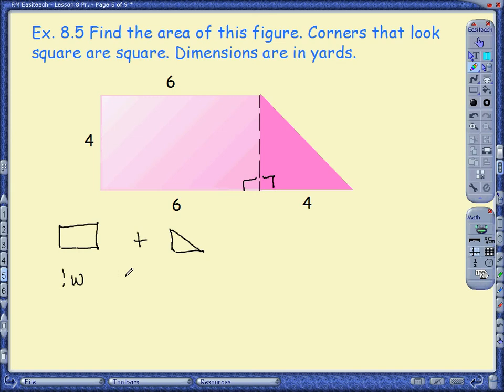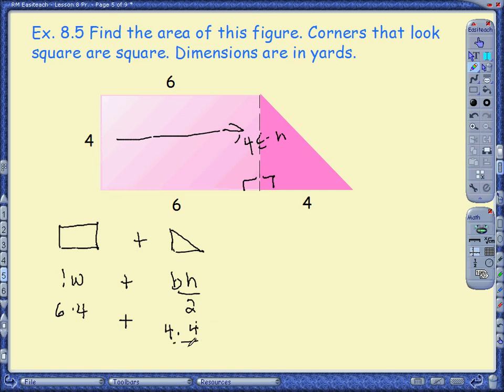We know this is length times width, and we know this formula is base times height divided by 2. Well, the length and the width of the rectangle are easy. 6 times 4. We have a base of the triangle, but we don't have the height. However, we know that opposite sides in a right triangle are equal. So this height has to be equal to 4.